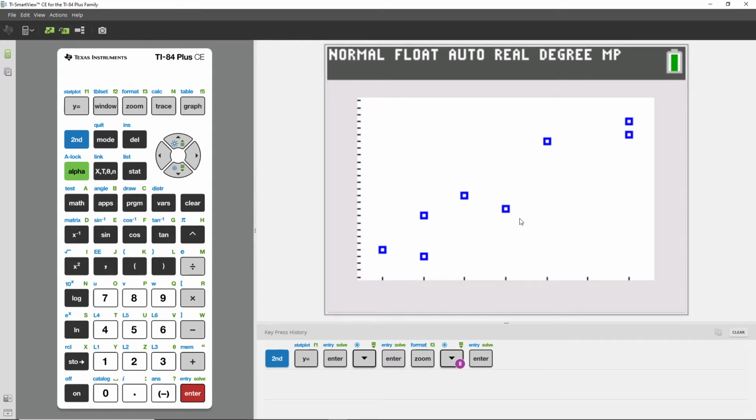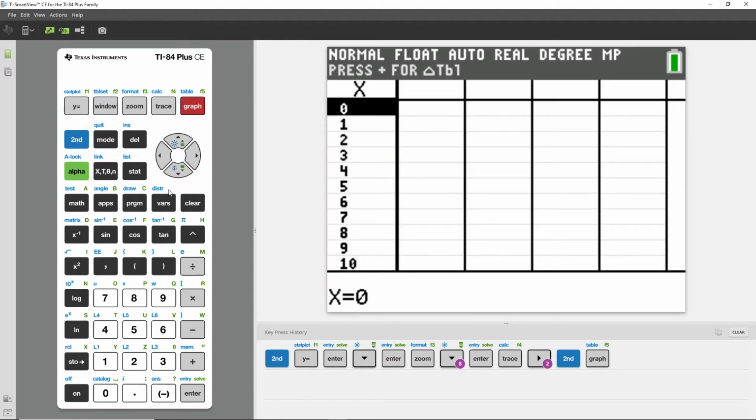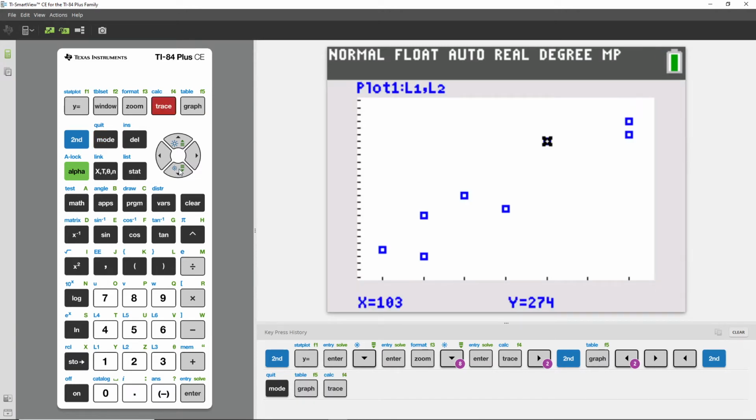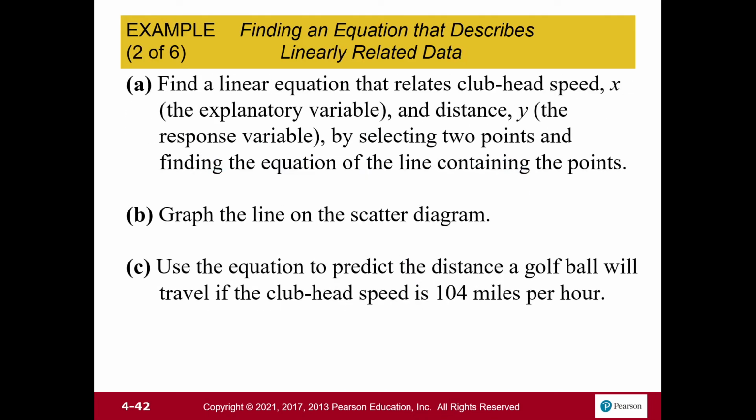There is our scatter plot. And if we hit trace, we get the coordinates of each one. If we go to second table, well, the table doesn't give it to us, but if we go to graph and then trace, we do get the different values right there from our scatter plot. So that's pretty valuable. It's nice to have that so we can see the different values and things of that sort. All right, we'll use this data later on. Let's keep going. In fact, this is what they did.